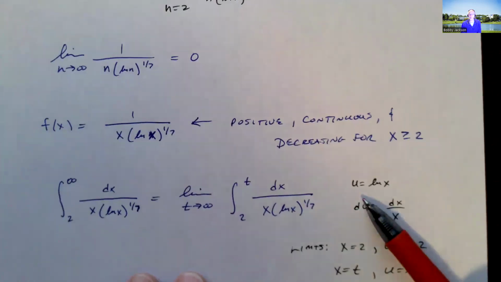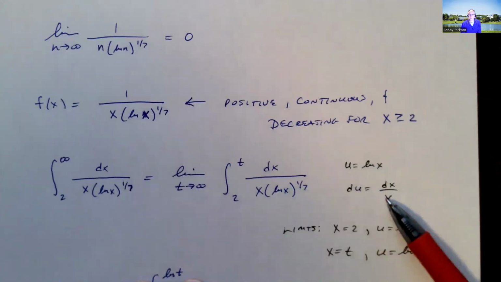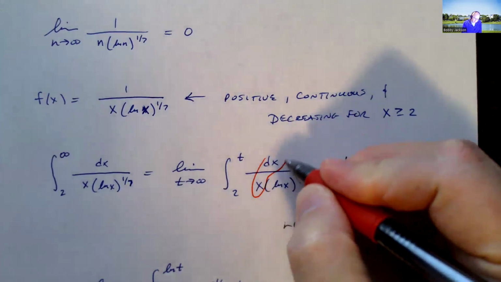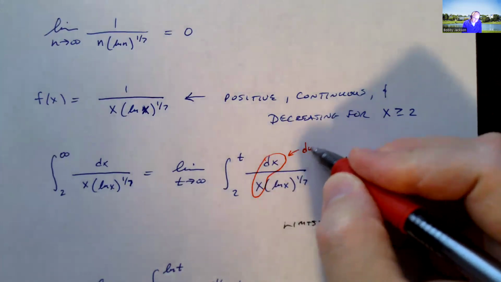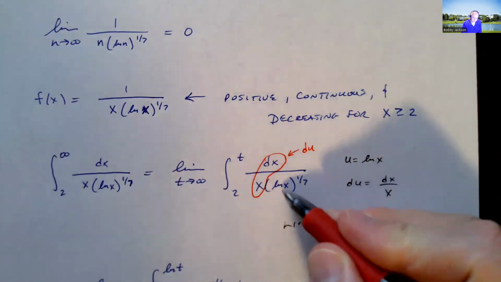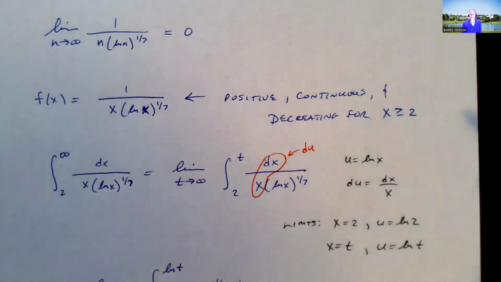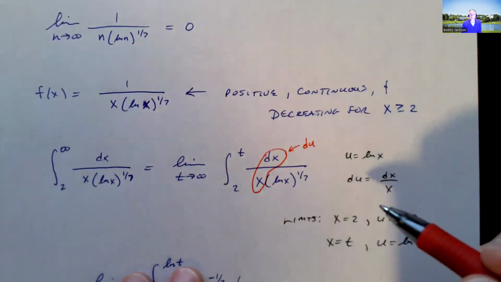And by substitution, I'll let u be the natural log of x. Remember, the derivative of natural log of x is 1 over x. So my du is 1 over x dx. So that right there is going to be my du. And u is natural log of x. So I'll have 1 over u to the 1/7, or u to the negative 1/7, which I can find the antiderivative of.